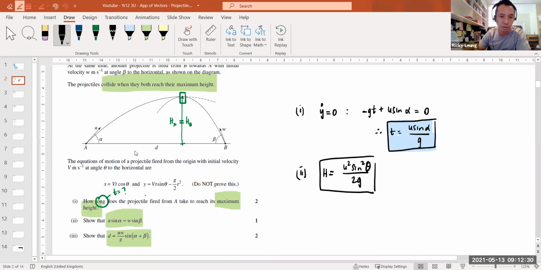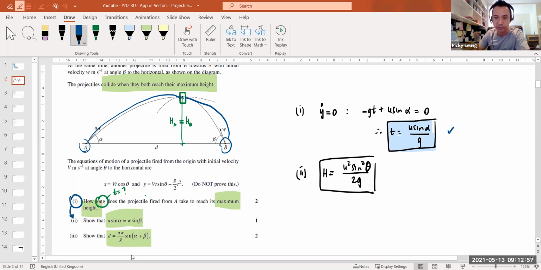So I'm going to use part 1 to try to prove part 2, right? In other words, the time that it takes to reach max height for particle A is going to be equal to the time that particle B is going to take, right?